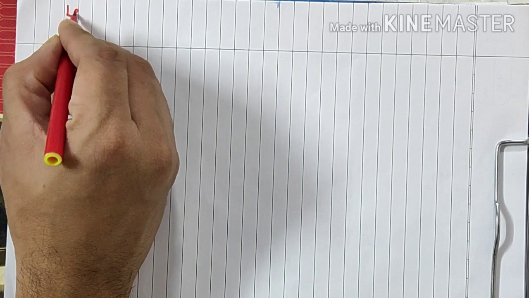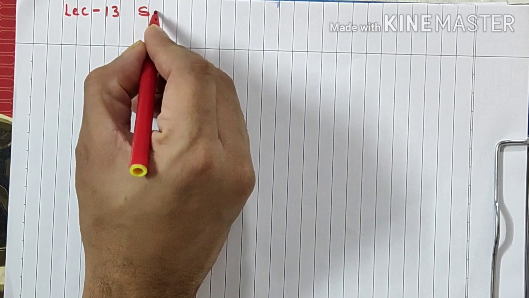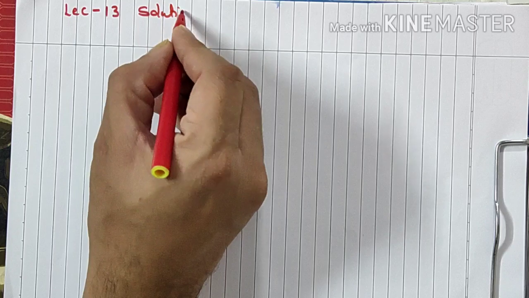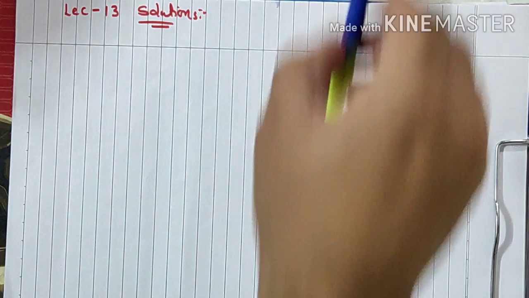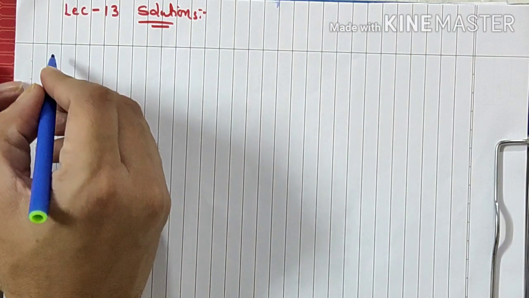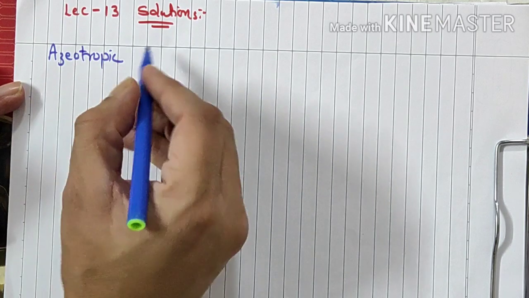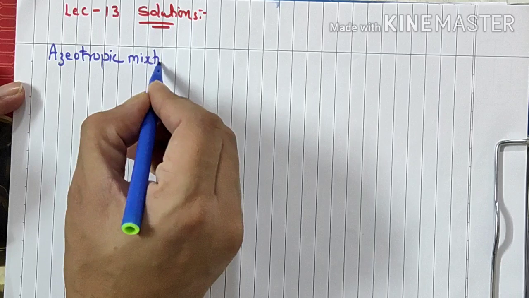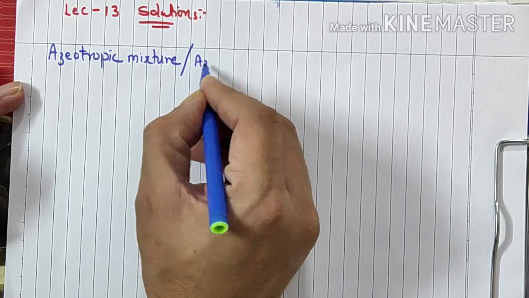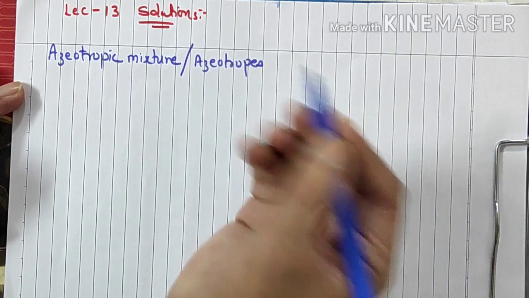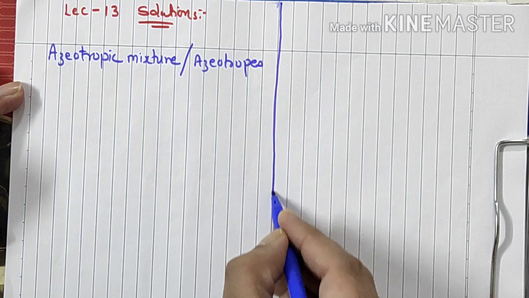Today we are having lecture number 13. Chapter is solutions, and the topic today we are going to study is azeotropic mixture, or it is also called azeotropes, or it can also be called azeotropic solution.